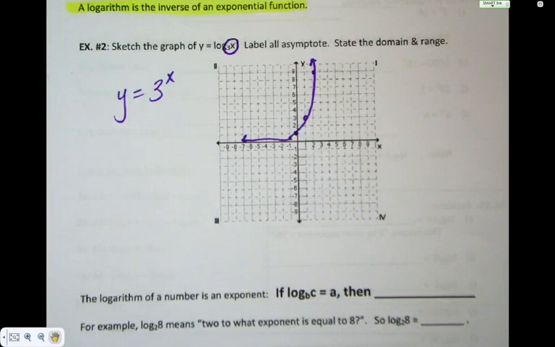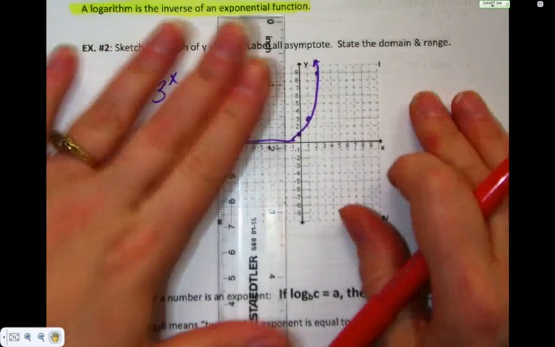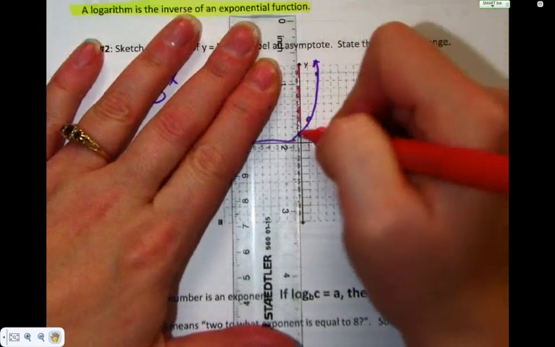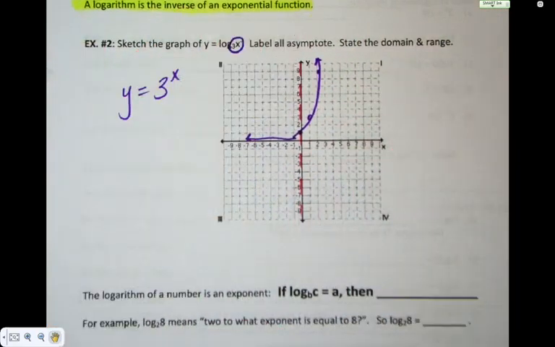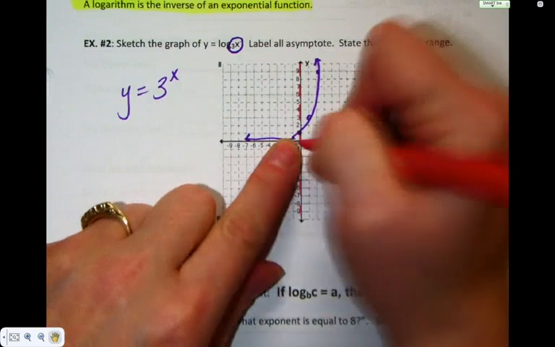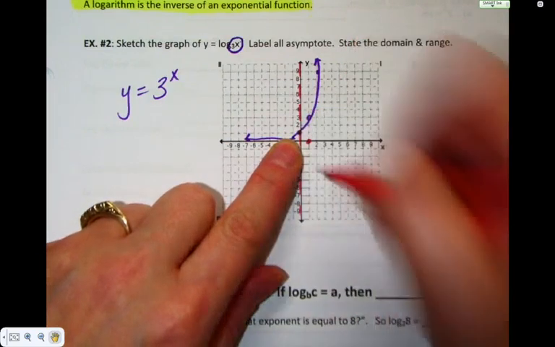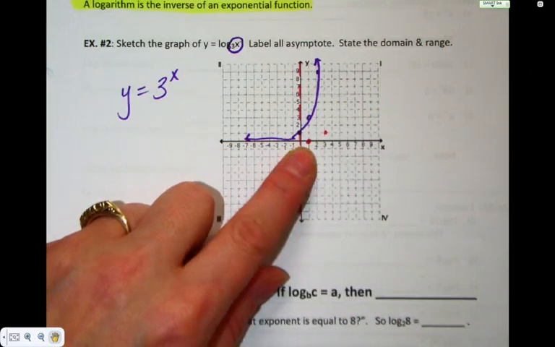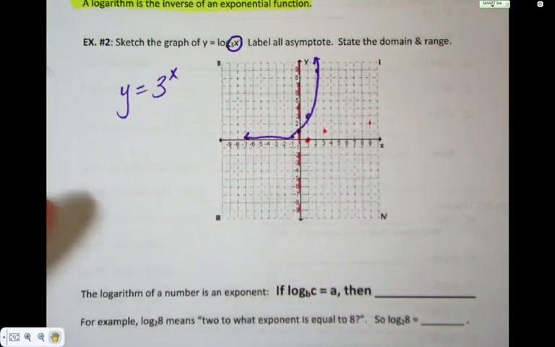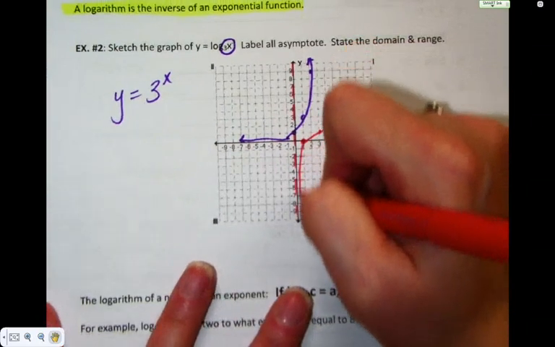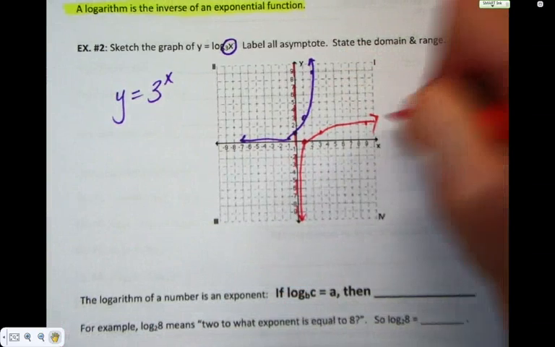Okay, so step number 1 to draw a log graph is draw the exponential that goes with it. Now to get the log graph, I'm going to start by doing the asymptote. We know that it's got a vertical asymptote on the y-axis. And then I just need to take those points and switch them. 0, 1 goes to? 1, 3 goes to? 2, 9 goes to? And again, we don't really care what's happening with those other tiny values because we know it's going to approach the y-axis on the bottom. There's your first log graph.